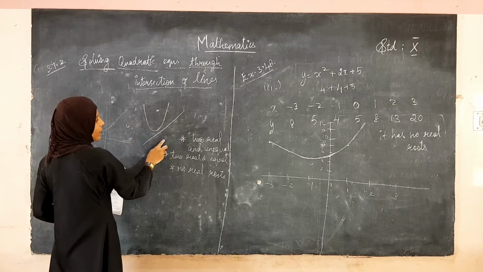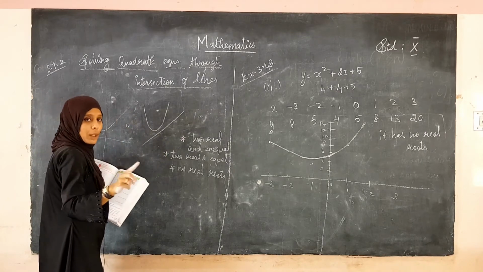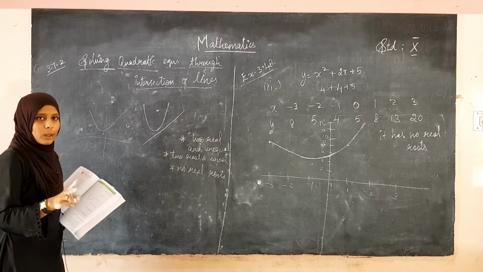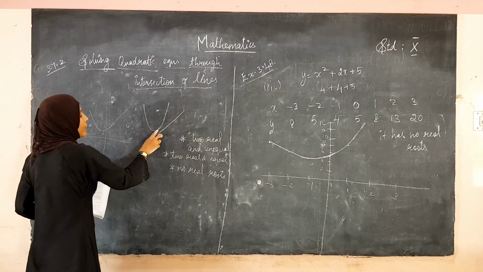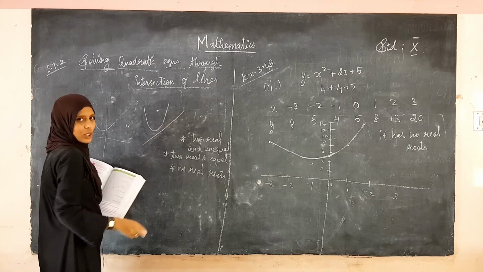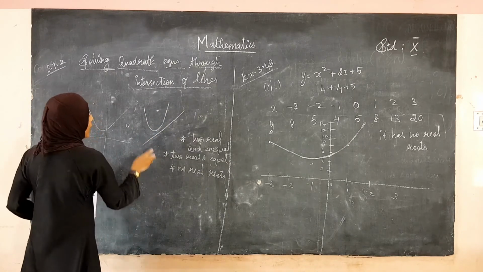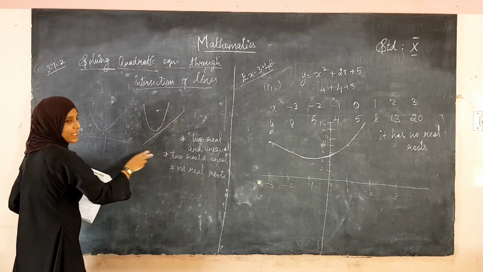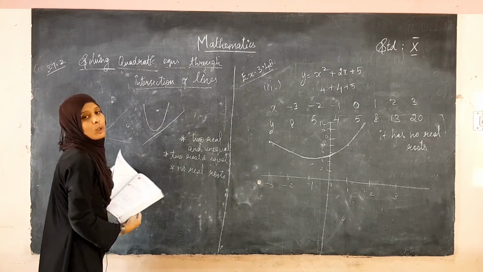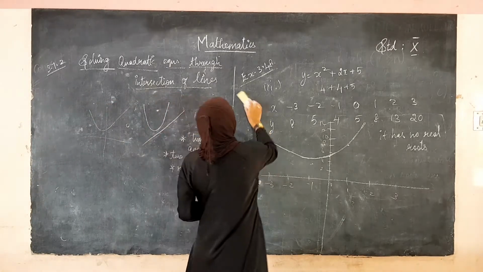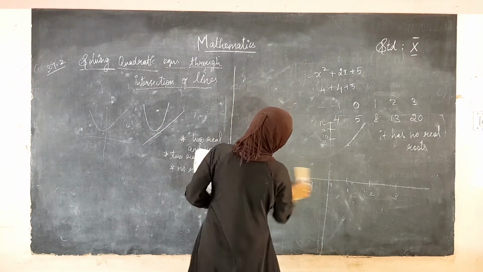And if the line touches the graph at only 1 point, then the graph is said to have 2 real and equal roots. What will be the root? The point where the x point, where the graph and the line touch. That is the 2 real roots. And if the line and the graph don't intersect or don't touch at any point, we can say it has no real roots. Now you can directly enter into the example, then you can understand it clearly.